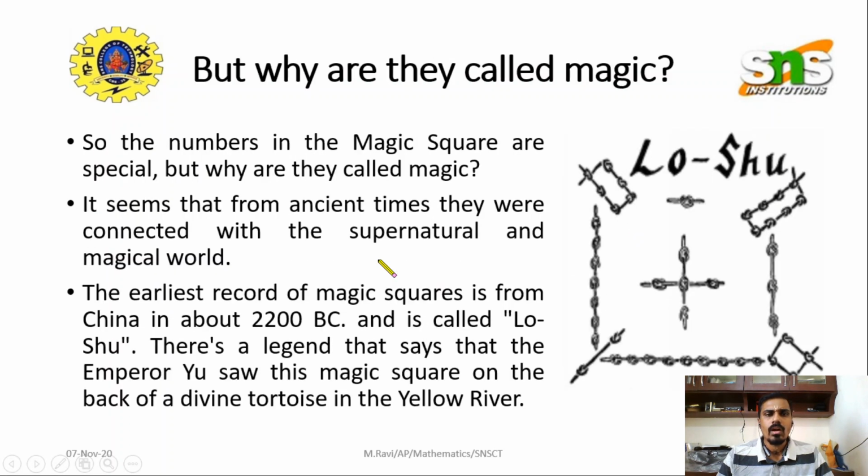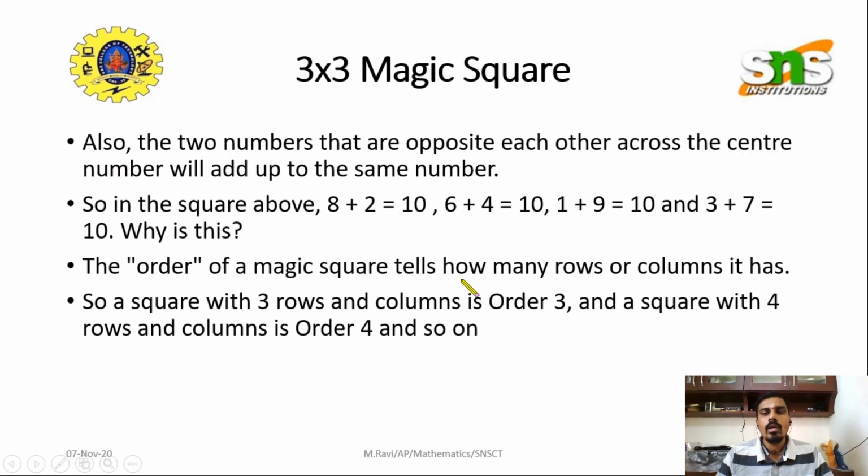The order of a magic square tells us how many rows and columns it has. So if it contains 3 rows and 3 columns, it is a magic square of order 3, and 4 rows and 4 columns means it is a magic square of order 4, and so on.